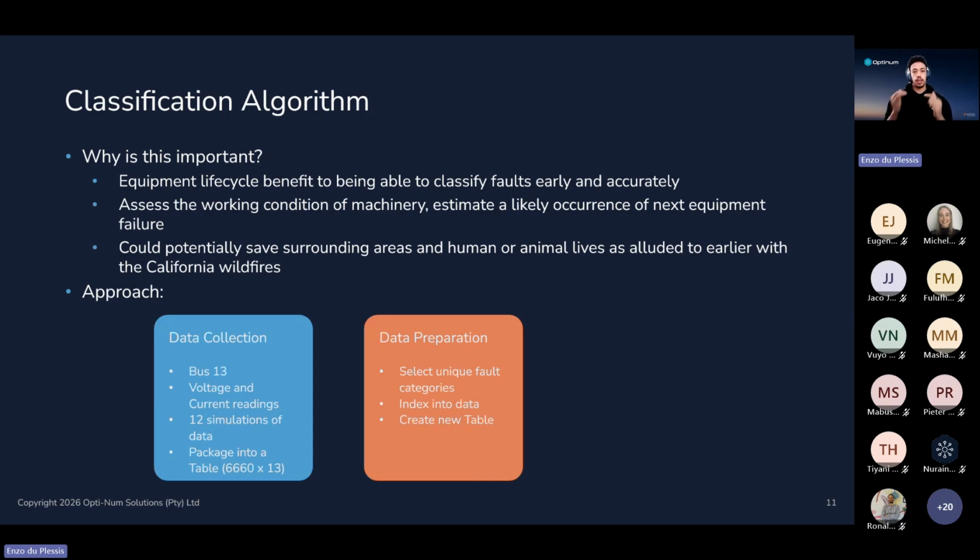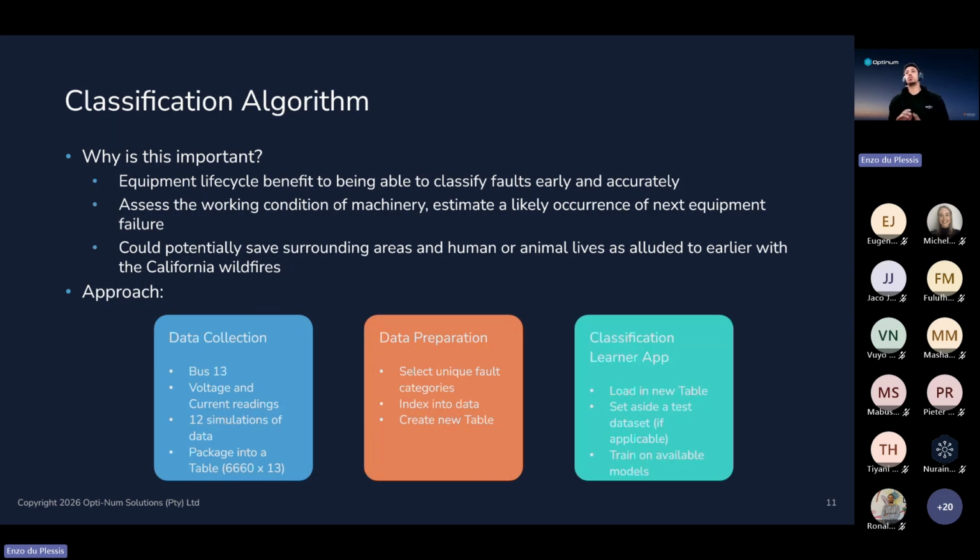From that data preparation, we're going to go ahead and create a new table, which we'll then use for training. And then what we'll be doing is using the Classification Learner app within MATLAB. With this specific app, you do need the Statistics and Machine Learning Toolbox. We're going to be loading in the table and also setting aside a test data set, and then training the data that we have collected on some available models.